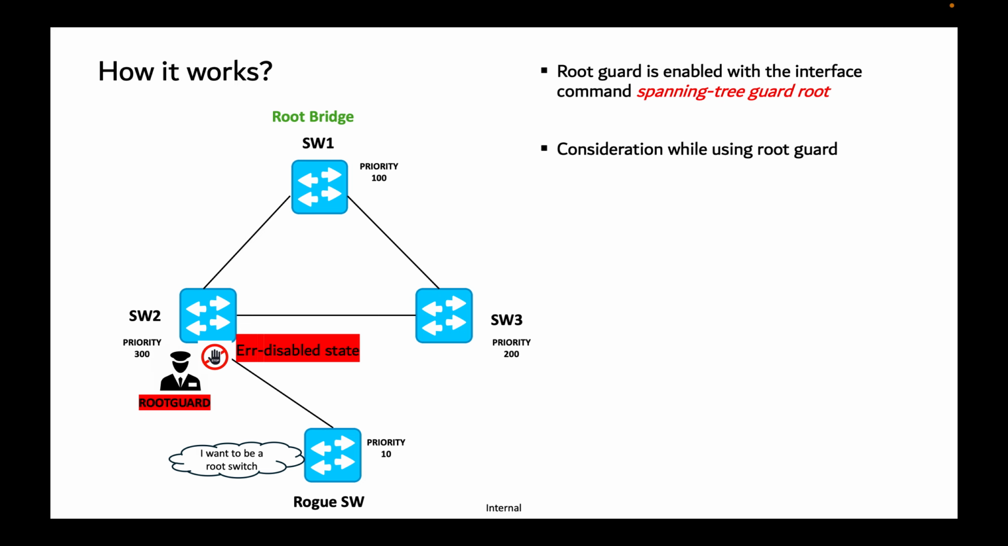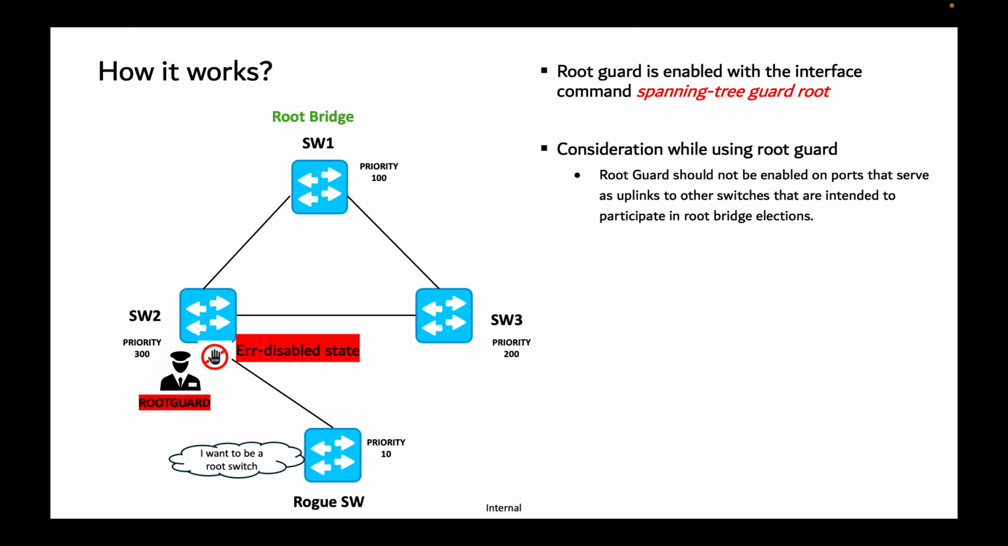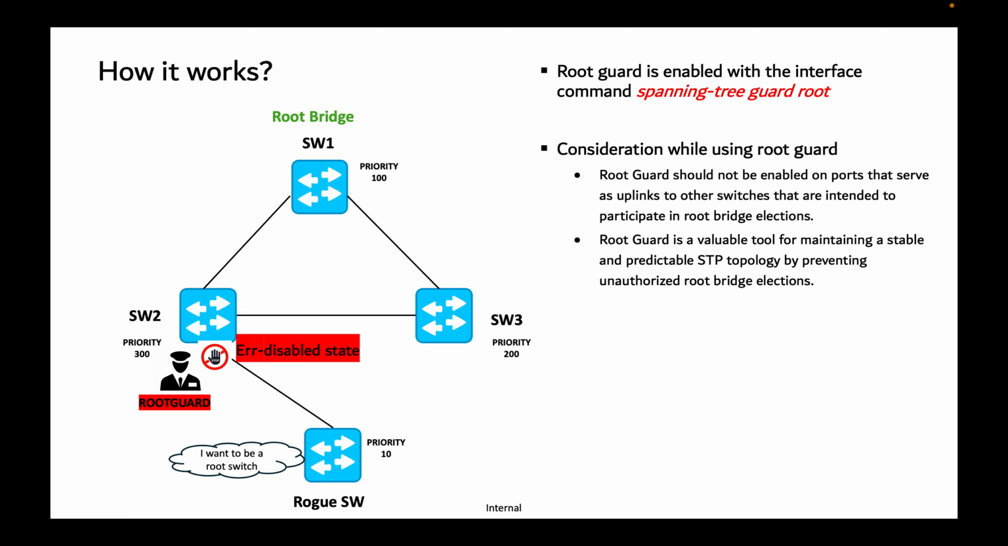So let's look at some considerations while using root guard. Root guard should not be enabled on ports that serve as uplinks to other switches and that are intended to participate in root bridge elections, for example, the interface between switch 2 and switch 1. So root guard is a valuable tool for maintaining a stable and predictable STP topology by preventing unauthorized root bridge elections.